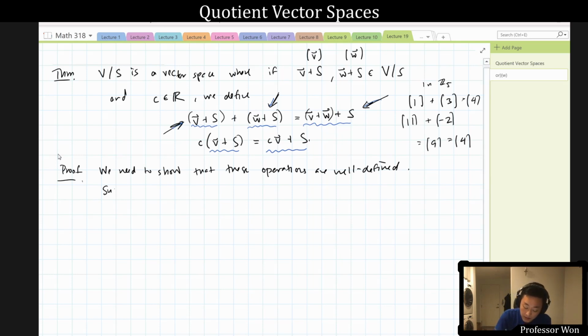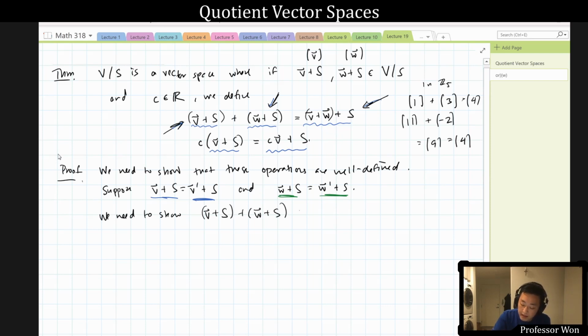Okay, so suppose that V + S equals V' + S. In other words, I have two vectors on the same plane, or that define the same plane, and W + S equals W' + S. Right, so these two planes are the same, I've just written them differently, and these two planes are the same, I've just written them differently. Okay, well, we need to show that if you choose to add like this, that this is actually equal to (V' + S) + (W' + S). This is a different way to add the same two planes.